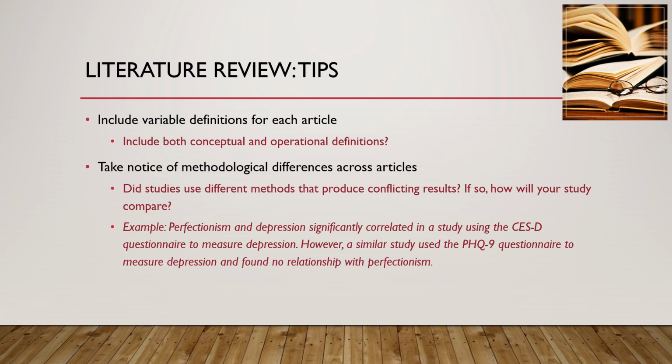Are they having conflicting results, and how did they compare to each other? For instance, you might find that there is one study that was looking at the relationship between perfectionism and depression and found that they were significantly correlated, but another that didn't. And maybe you could note that the one that did find the relationship was using the CESD questionnaire, whereas the one that used the PHQ-9 was not. So perfectionism and depression were significantly correlated in a study using the CESD questionnaire to measure depression. However, a similar study used the PHQ-9 questionnaire to measure depression and found no relationship with perfectionism.